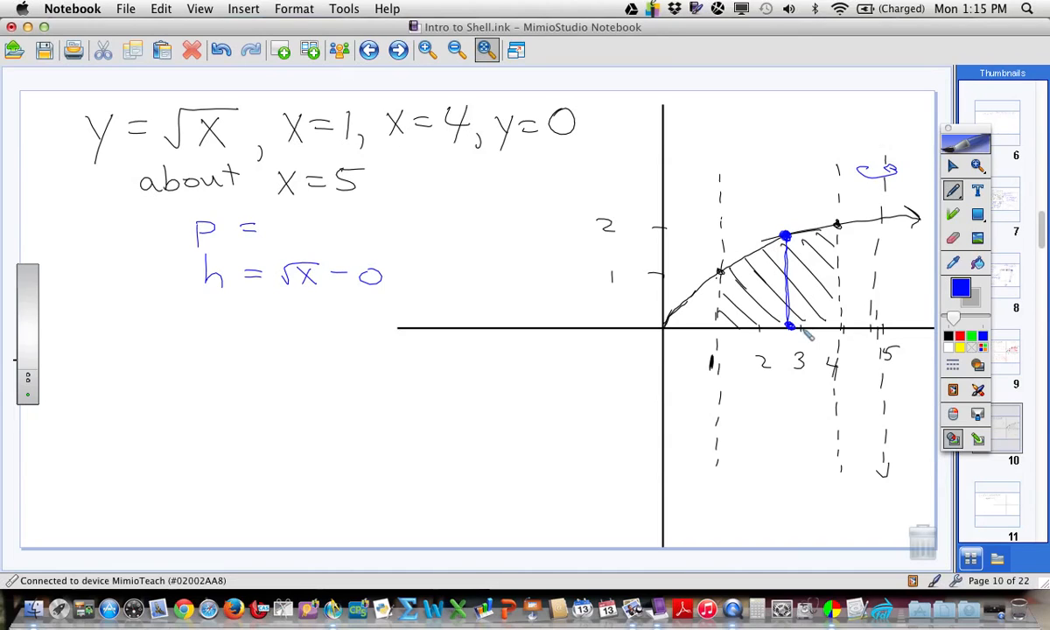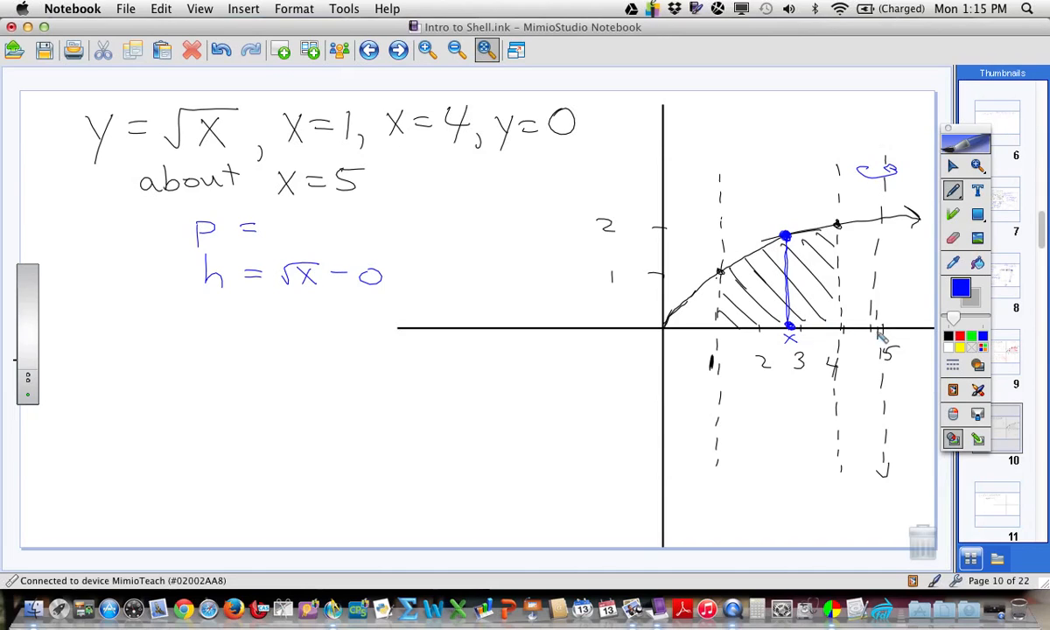5 minus x. It's just 5 minus x, because wherever you draw that strip, it's at a certain x location. So if it's at 1, 5 minus 1. If it's at 2, 5 minus 2. If it's at 3, it's 5 minus 3. So what I like to do when I draw in these strips, when I'm doing the shell method, is if I have vertical strips, I just label it x, because that's what it is. It's got some x coordinate that it's sitting on.